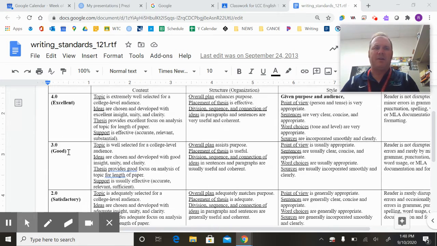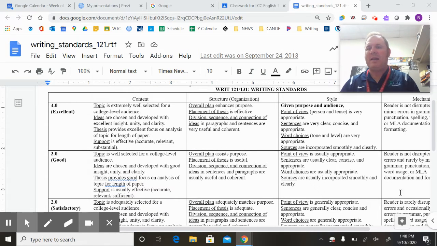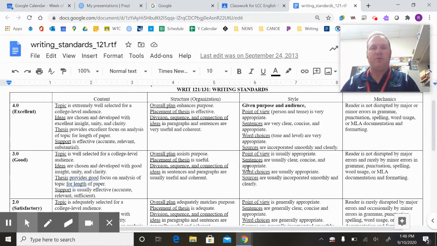And the best way to think about this is your essay will get the lowest score in any of these 4 categories. Okay, so if you think about the categories of content, structure, style, and mechanics, your lowest score in any of these areas will drive the score for the essay. Some students say, well, you should average it. Well, if you have great ideas, but you've got really terrible mechanics, it doesn't matter how good the ideas are. The mechanics will drive the evaluation of the essay.